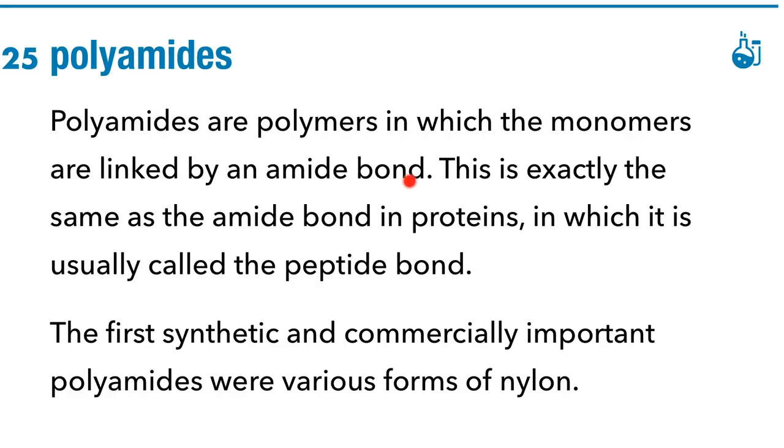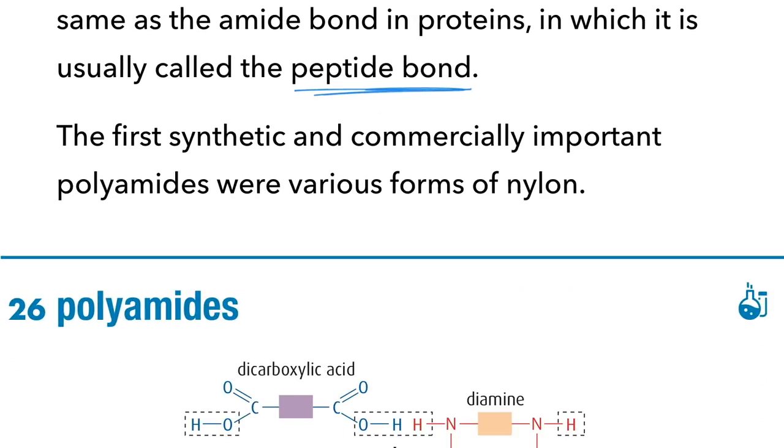They're linked by the amide bond. Same bond found in proteins. But if it's found in proteins, and we'll be doing proteins separately, they're called a peptide linkage. Okay? Nylon was the first synthetic polyamide.